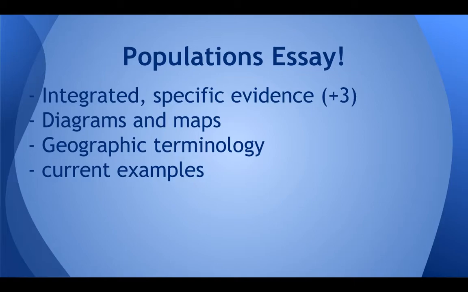So let's take a look at concepts in the populations exam that we need to know about. The assessors call for integrated specific evidence, and the rule of thumb here is for achieved you need at least 3 pieces of specific evidence, and for merit and excellence you need to include more than 3. Integrated just means we want our examples woven throughout our essay to back up what we're talking about.